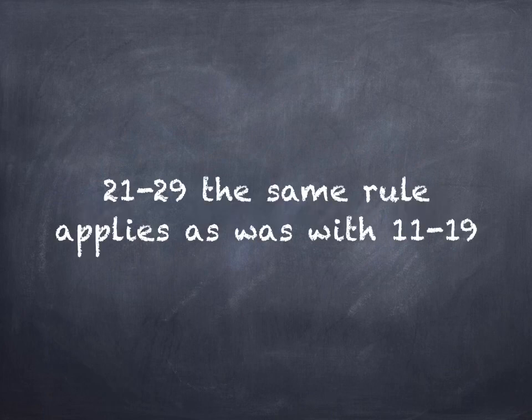As from number 21 to 29, the same rule applies as was with numbers 11 to 19. We have the number 21 as mirongo ere na imwe. 22 is mirongo ere na igîrî. 23 is mirongo ere na ithatû. 24 is mirongo ere na inya, and so on and so forth.